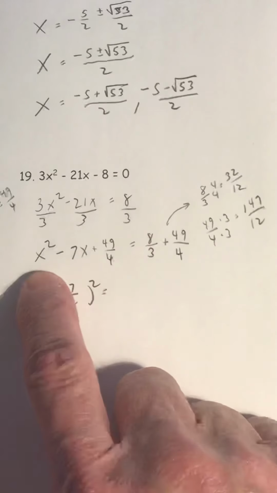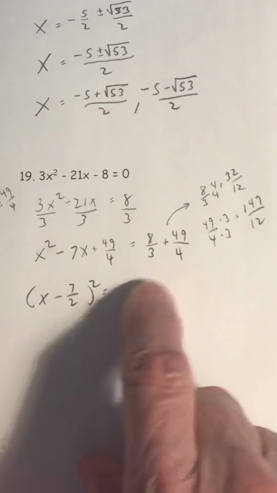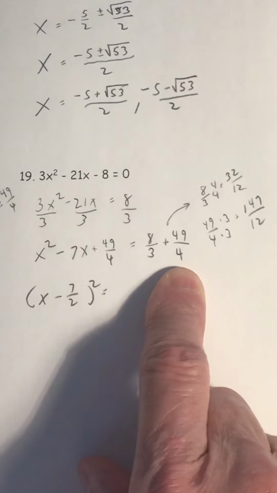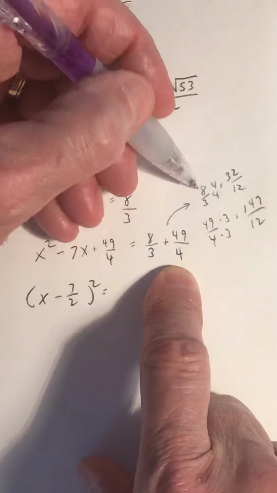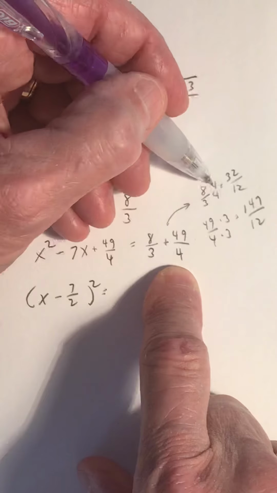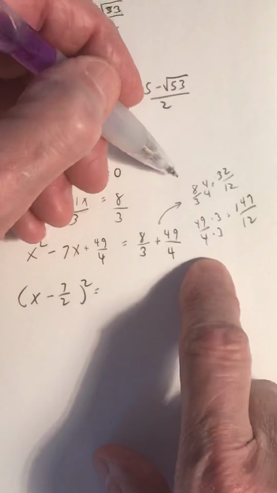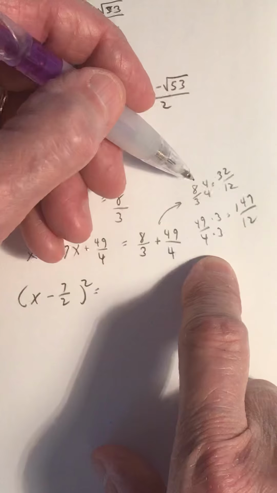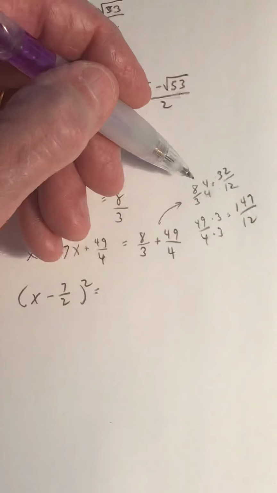This side, you do the same letter, same sign, half of that squared. This side, we've got to add 8/3 and 49/4. So we need the common denominator, which would be 12. So I change 8/3 into 12ths by multiplying the top and bottom by 4. I get 32/12. 49/4, I multiply the top and bottom by 3, and I get 147/12.